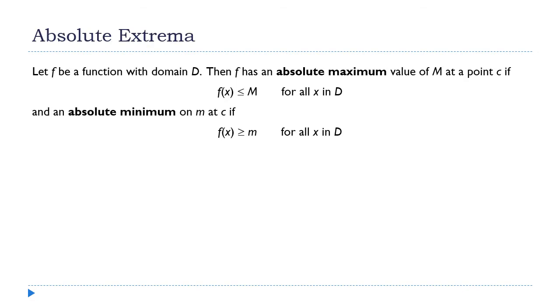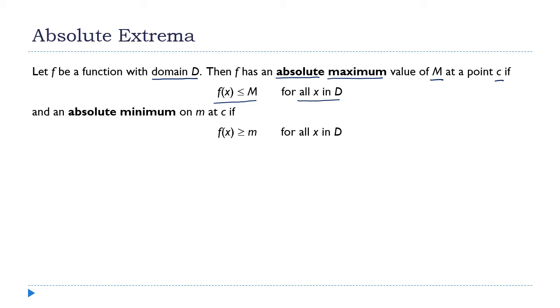So before we can get into the calculus bit, we need to revisit some definitions from college algebra. We need to know specifically what it means for a function to have an absolute maximum or minimum at a certain point. Okay, so here's how the definition works. First, let f be a function with domain D. We need to know what that domain is. Then f has an absolute maximum of m, that's the function value, the y value, at a point c, if f of x is less than or equal to that maximum for every x in D.